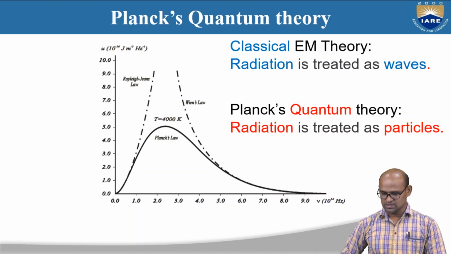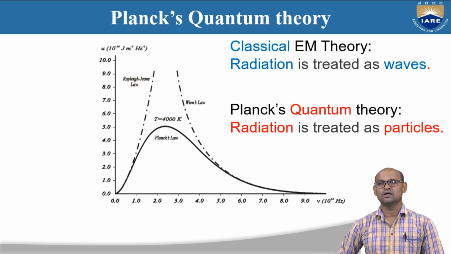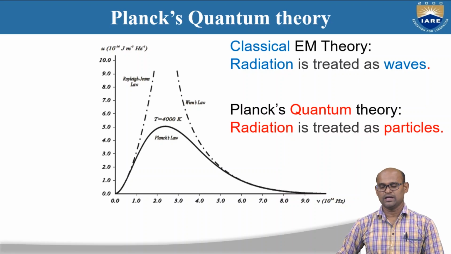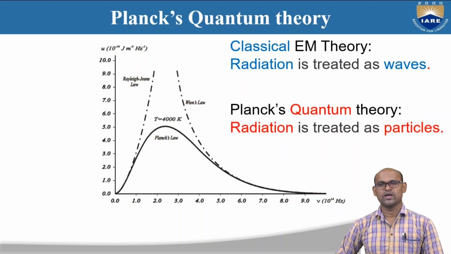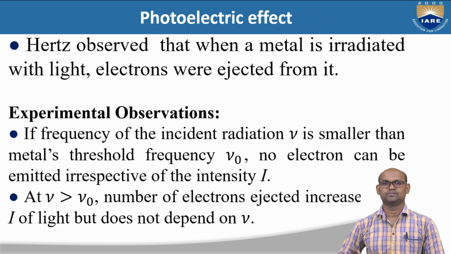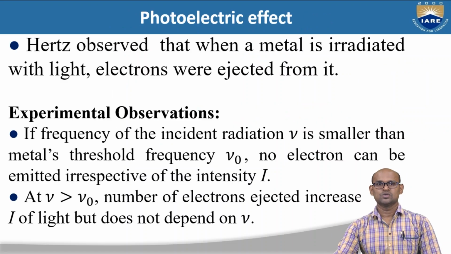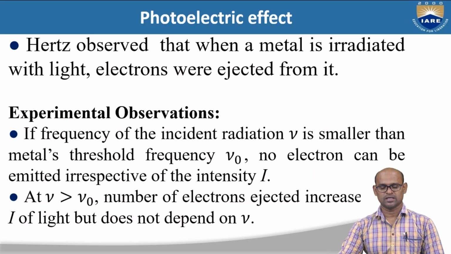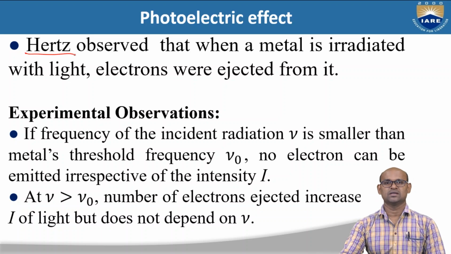So this is the first explanation for the black body radiation experimental result, using the idea that radiation can behave like a set of energy packets called quanta. Following black body radiation, the next experiment is the photoelectric effect. This experiment was done by Hertz.